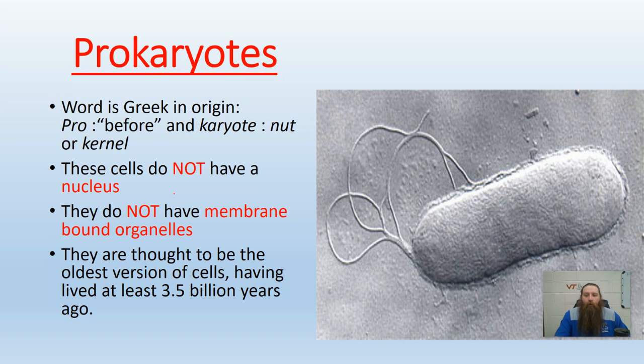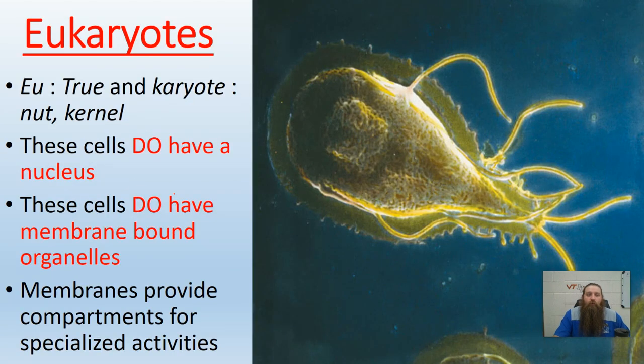Okay, there are fossil record prokaryotes that are like 3.5 billion years old, which is pretty impressive because the planet itself is only like 4.5 billion years old. So these guys have been around and been successful for a very long time. Thing is, they're just not very complex when you compare them to eukaryotes. Eukaryotes, eu, in Greek, that prefix means true, and karyote again means kernel. So this is the true nucleus or the true kernel, right?